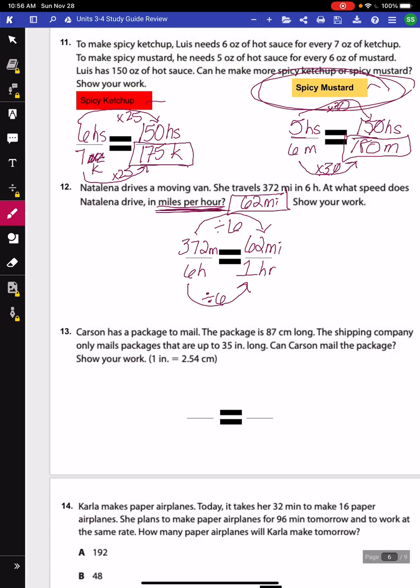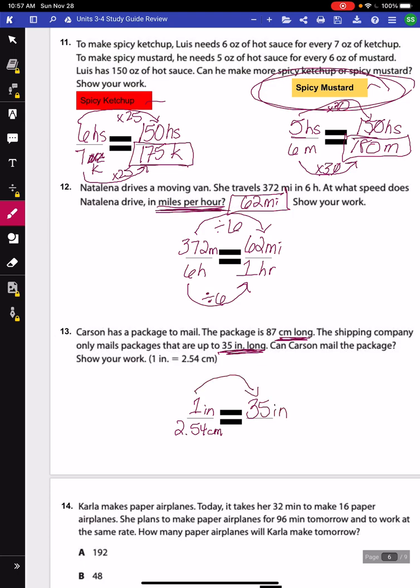Moving on to number 13. Carson has a package to mail. The package is 87 centimeters long. The shipping company only mails packages that are up to 35 inches long. Can Carson mail the package? Show your work. If 1 inch equals 2.54 centimeters, and we want to know 35 inches, okay?